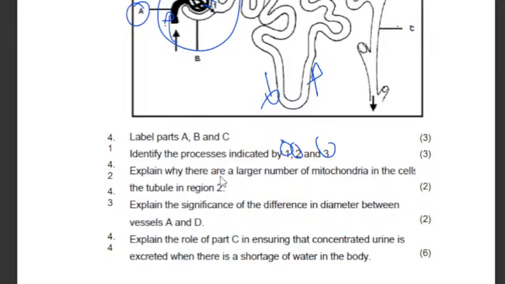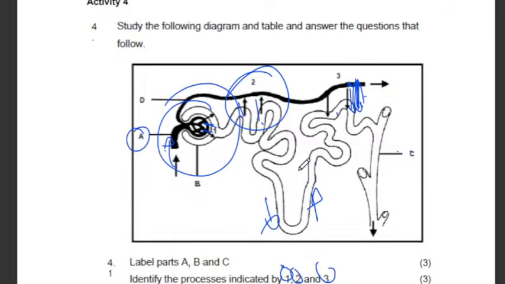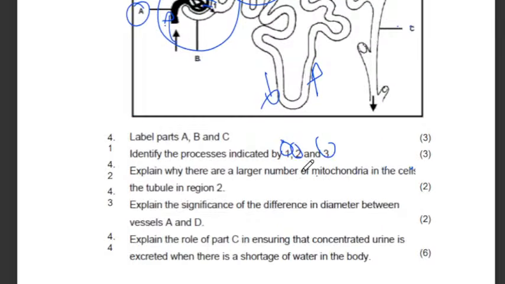Explain why there are a large number of mitochondria in tubes region 2. So 2 is because of the active transport which is taking place there. Respiration must take place so that enough energy is produced so that active transport can take place there when you are doing the reabsorption of glucose.